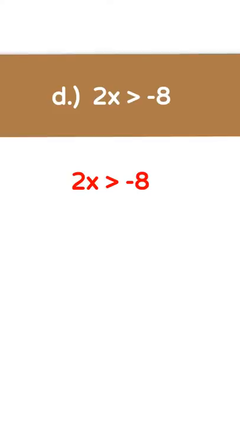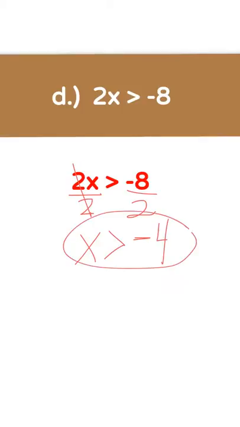Letter D, 2x is greater than -8. You have 2 times x, so you will need to divide by 2 to get rid of the 2. And that will leave x is greater than. You have a negative divided by a positive, that's a negative, and 8 divided by 2 is 4. Your answer is x is greater than -4.